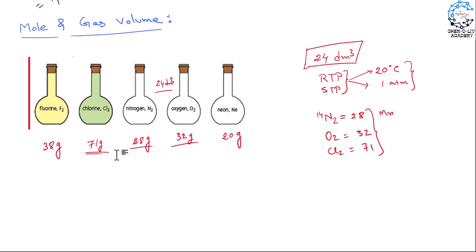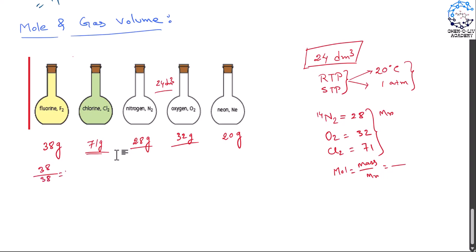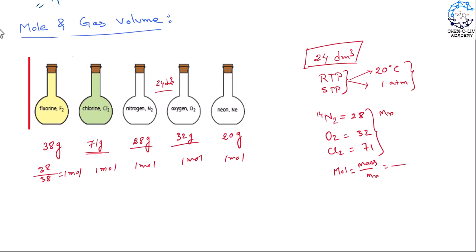So the gas masses are exactly equal to the MR. So that means it's 1 mole of gas, right? Because we know the formula, mole equals mass divided by MR. So if we are getting the mass exactly equal to MR, then 38 gram divided by 38 molar mass equals 1 mole. So similarly 71 by 71, 1 mole, 28 by 28, 1 mole, 1 mole, and 1 mole. Very magical, very wonderful relationship we found.